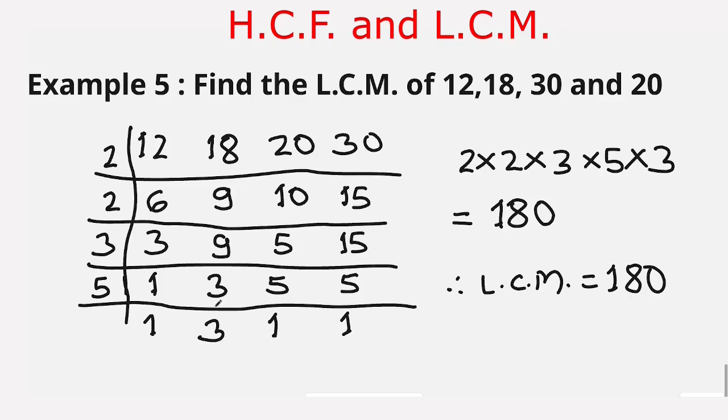So now we start multiplying all the divisors. 2 multiplied by 2 multiplied by 3 multiplied by 5, and all the remaining numbers are 1, 3, 1, 1. As 1 does not affect the multiplication, the number left is 3. So we multiply it by 3. So we get 2 multiplied by 2 multiplied by 3 multiplied by 5 multiplied by 3, and the product of these numbers is 180. So our LCM is 180.